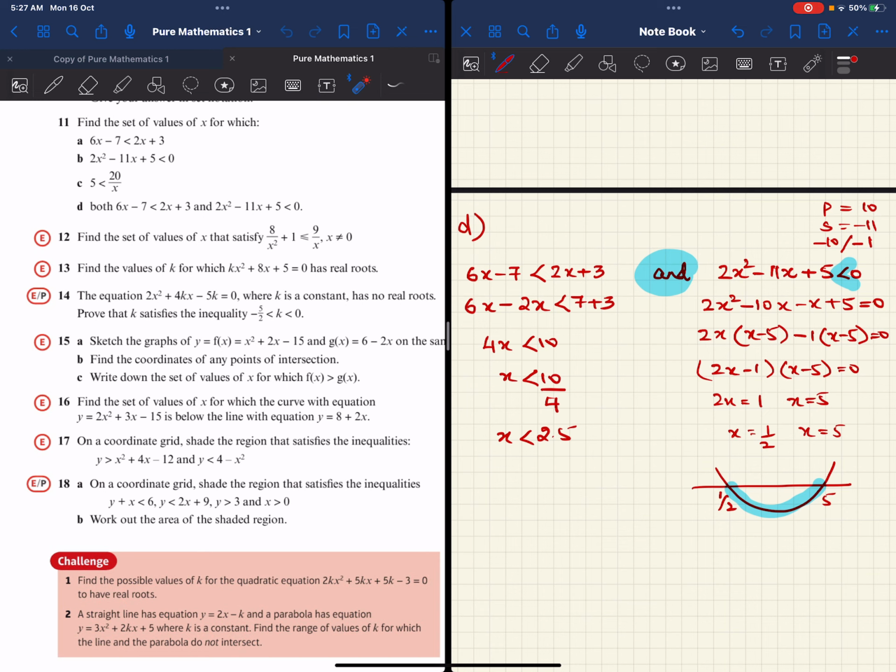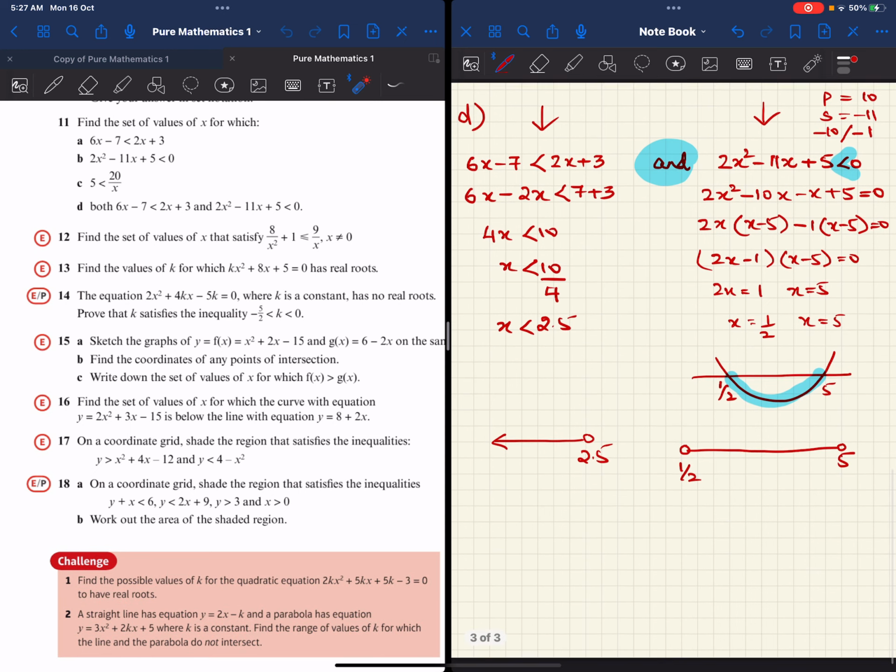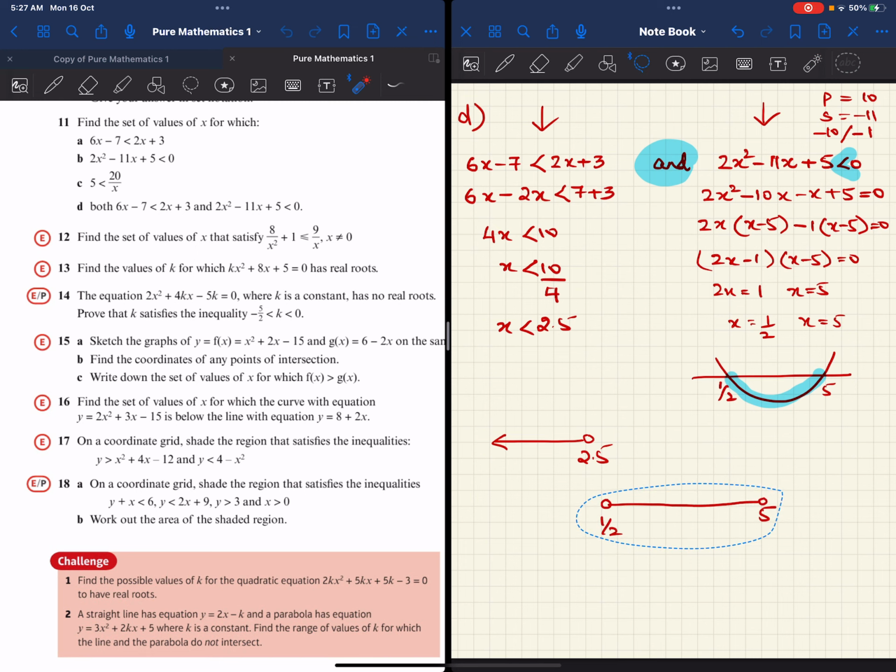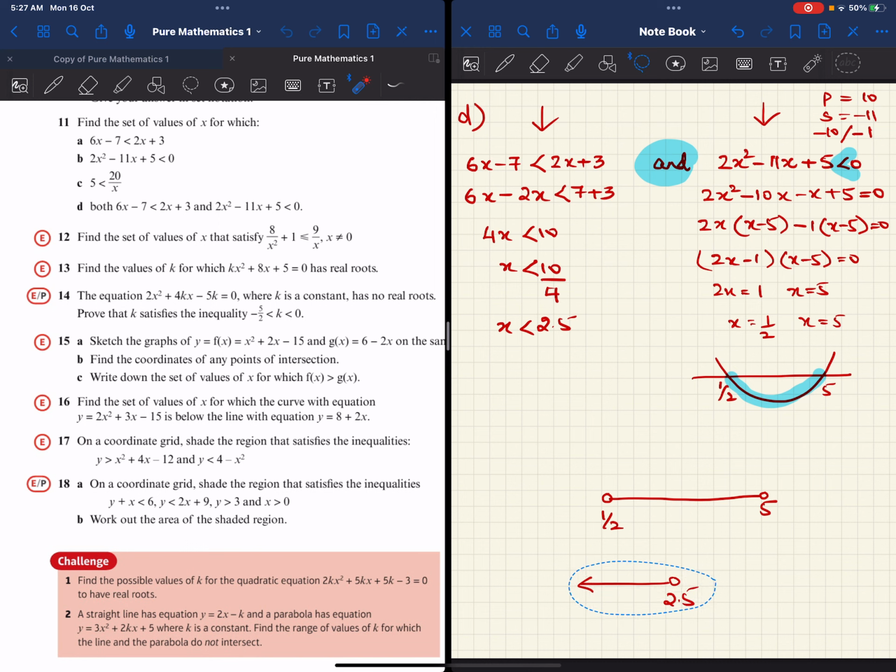So this is from half to 5. Now this is the solution for this inequality, and for this one it's x is less than 2.5. So x is less than 2.5. Now since my answer is the common region between the two answers, I will overlap my inequalities. So I will keep this here and I will keep this. So this is 2.5. So it will be somewhere here.